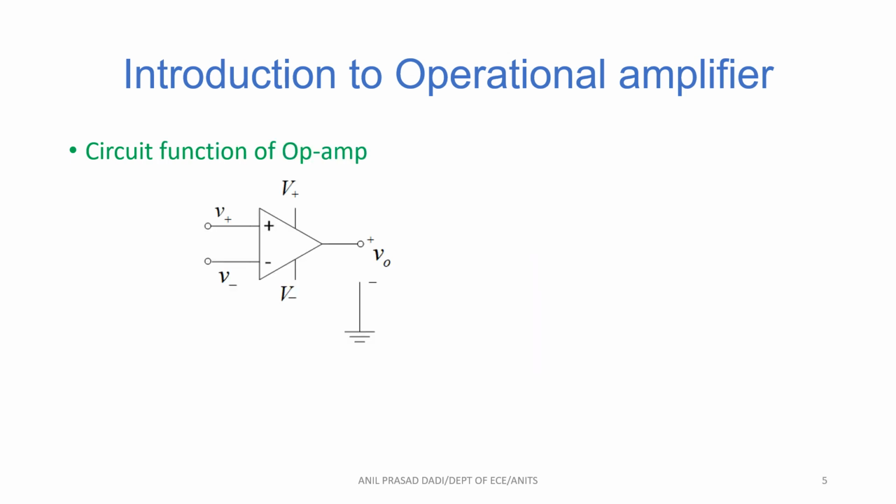Let us look at the circuit function of the op-amp. The relation between the output voltage and the input voltage is as given below. V0 is equal to A into (V plus minus V minus), where V plus is the voltage tied to the plus terminal and V minus is the voltage tied to the minus terminal. Here V plus minus V minus is the differential input voltage, where A is the open loop gain.